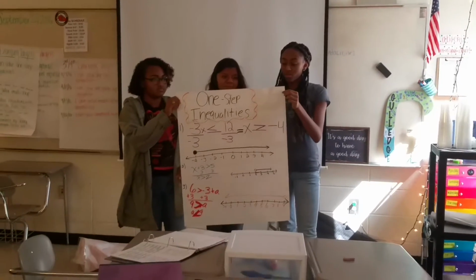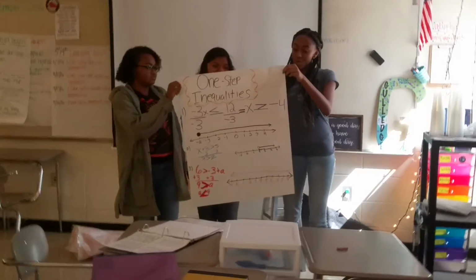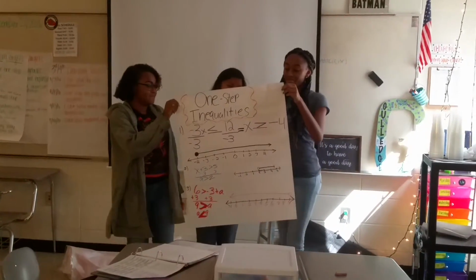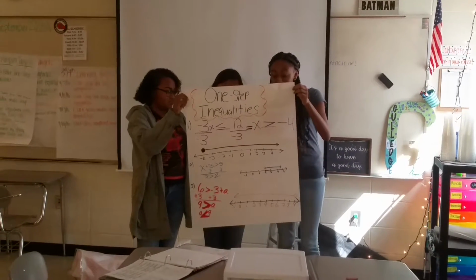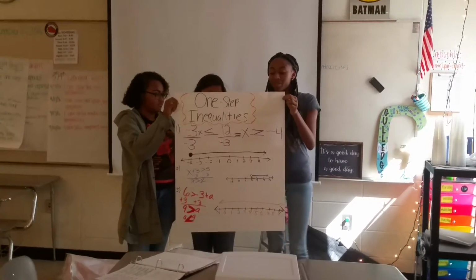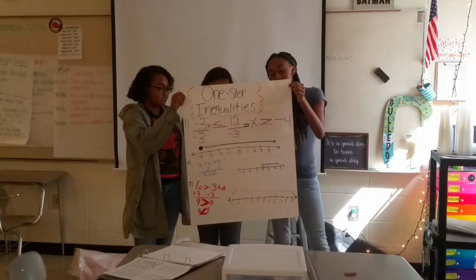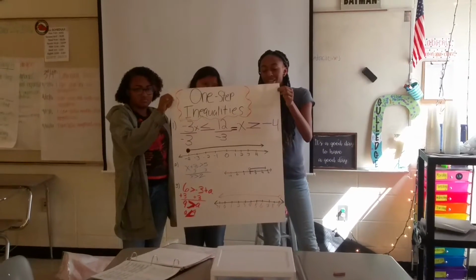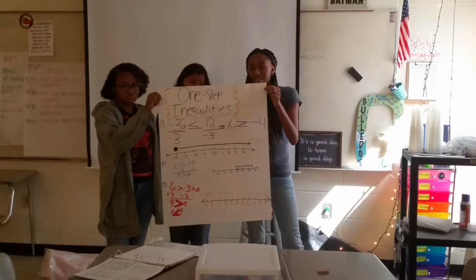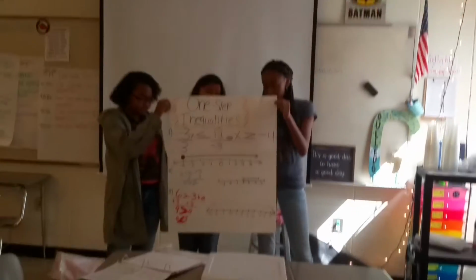We did one-step inequalities. Example 1 was negative 3x is less than or equal to 12. Then we divided by negative 3 on both sides, and we got x is greater than or equal to negative 4. And we swapped the signs because we divided by a negative.